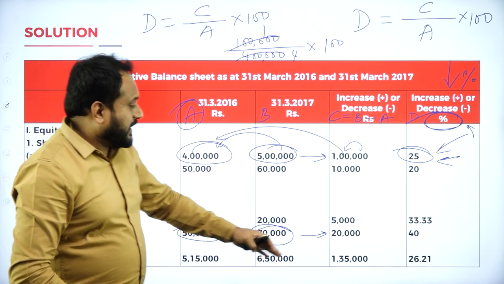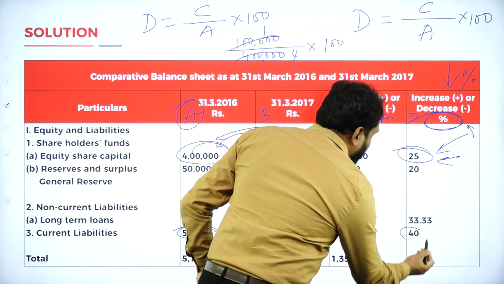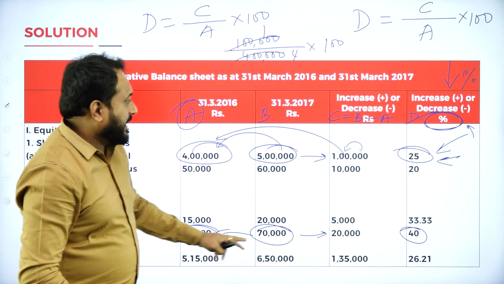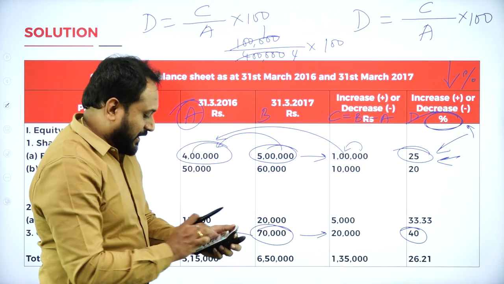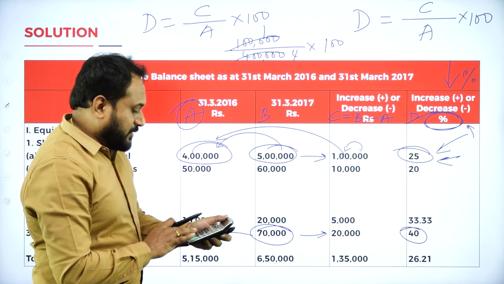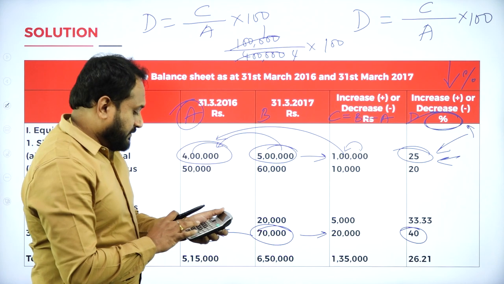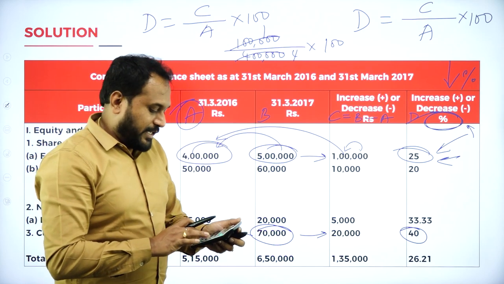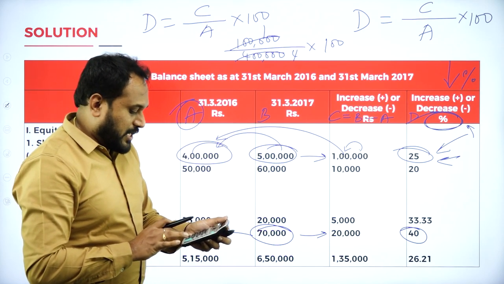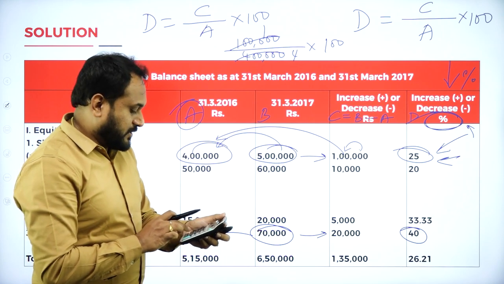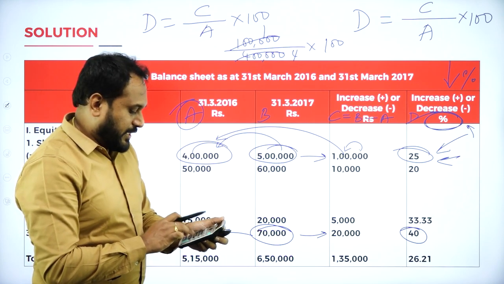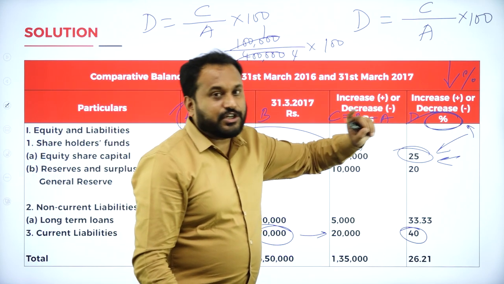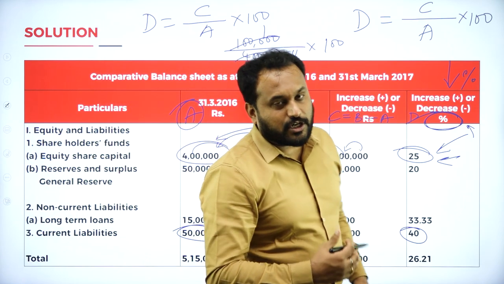So let's go with the same way. If you go with the next one, how was that? You got 40, very simple. 20,000 divided by 50,000. How much is it? Let's go with 20,000 divided by 50,000, that is 0.4 into 100. So 0.4 into 100 is equal to 40%. So it is 40% here only. So this is how you people need to solve the problem.